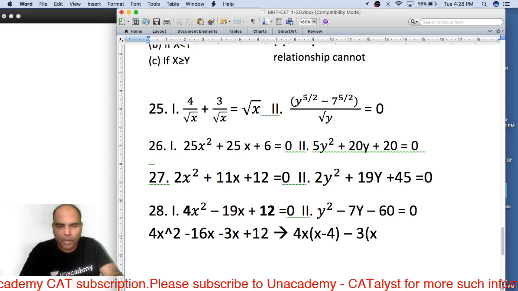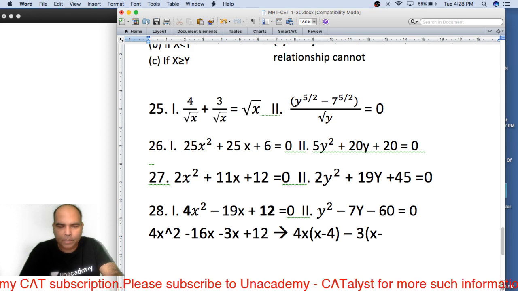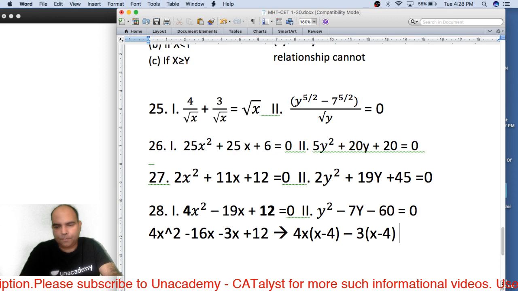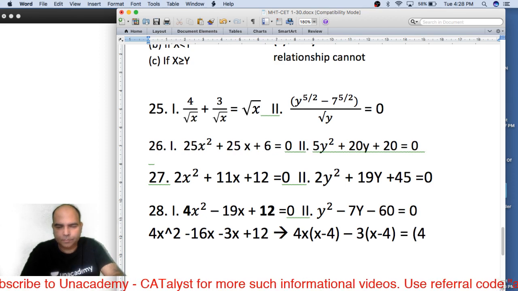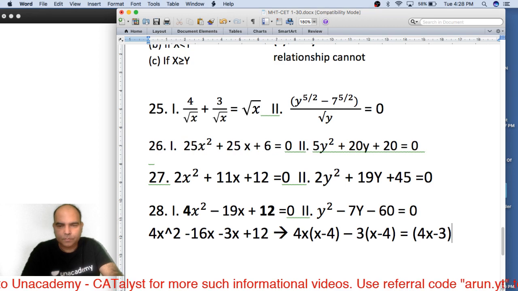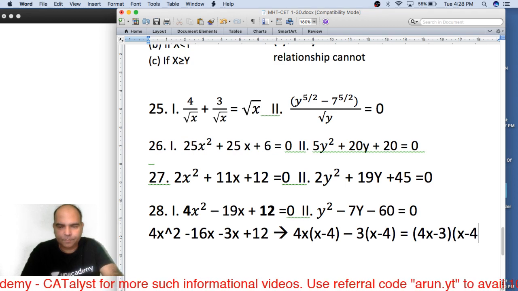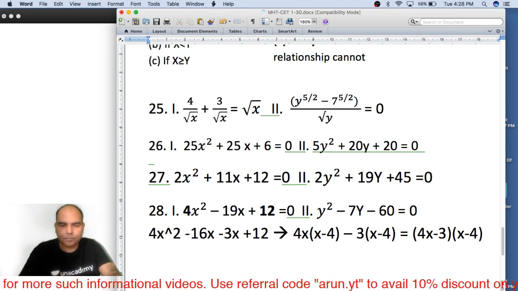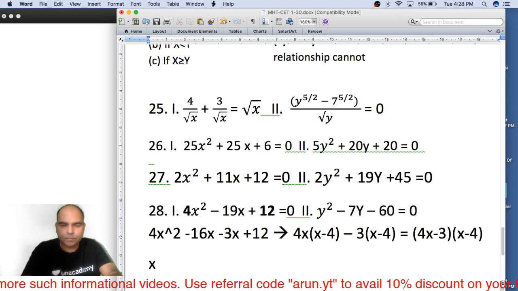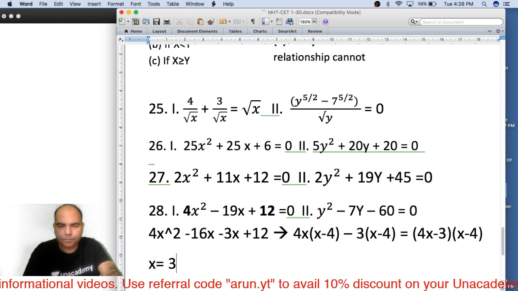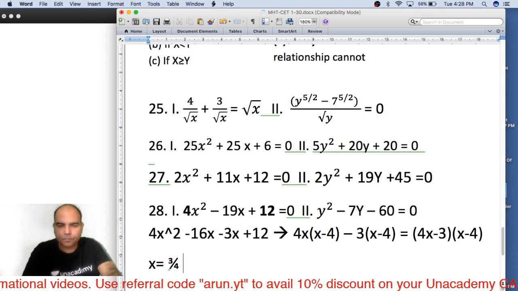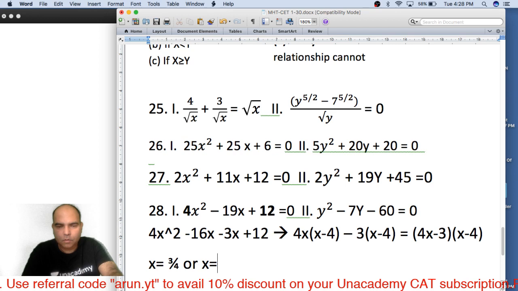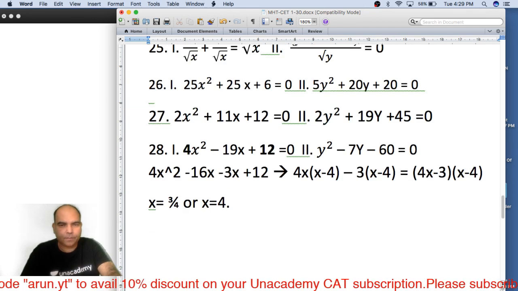into x minus 4. So if I solve that, this will become 4x minus 3 into x minus 4. So x turns out to be 3 by 4, or x also turns out to be 4. This is the solution for the x part here.